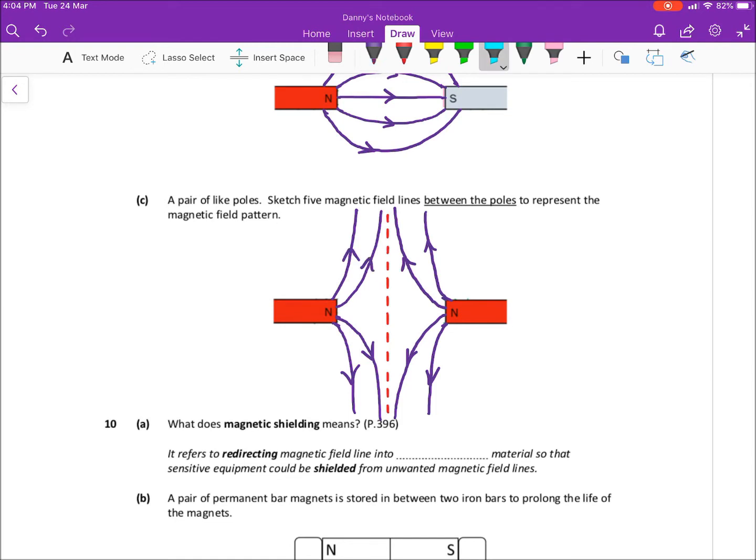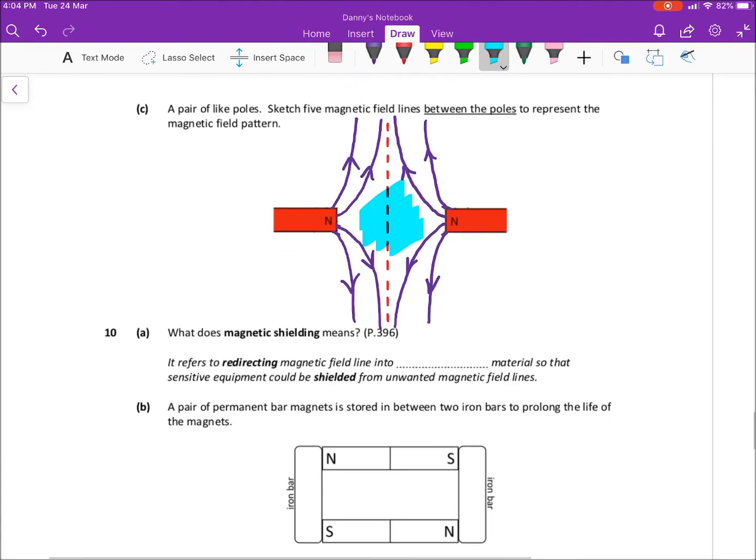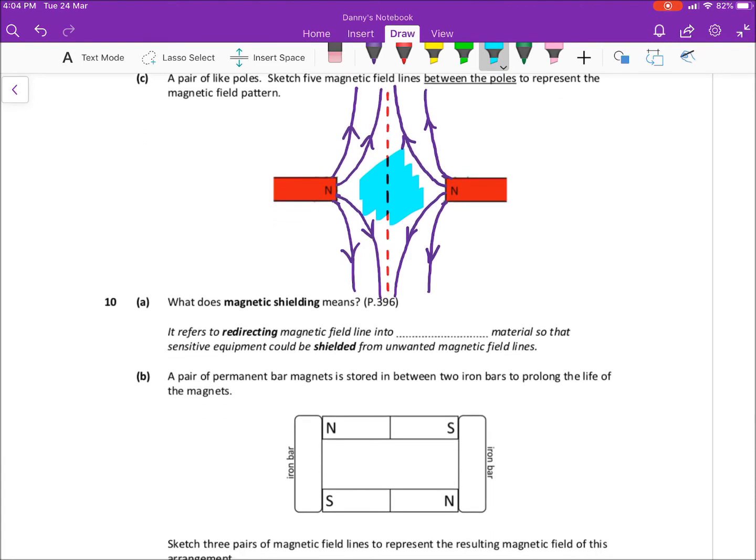Some of you asked me over WhatsApp, how about this area here? Yeah, this area here is actually a region whereby there will be no magnetic effect because the lines will just repel against each other and cancel each other's effect.